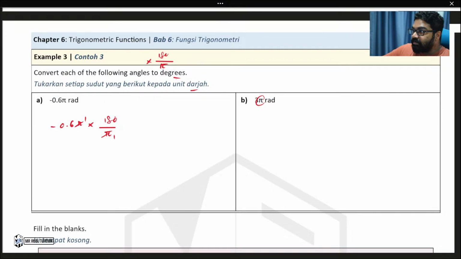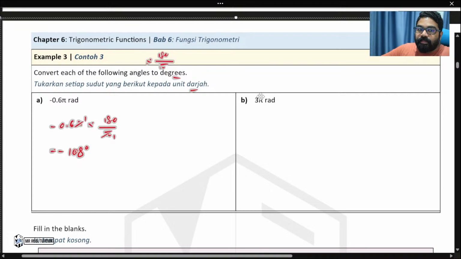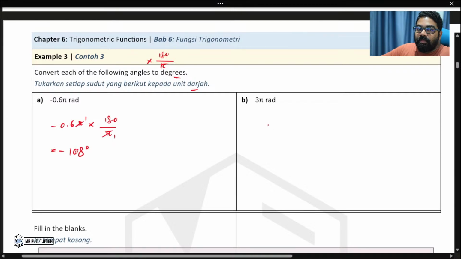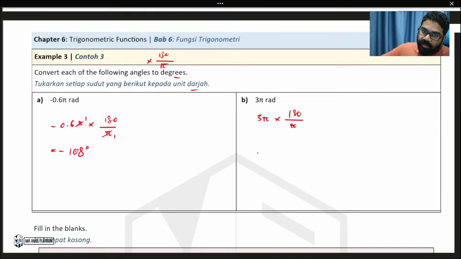Okay, so darab. Then what do we get? Negative 108 darjah. That's all. Macam tu saja. Okay, this one 3 pi times same 180 bahagi pi. So this will be 540 darjah. That's all. Finish. Simple one lah.